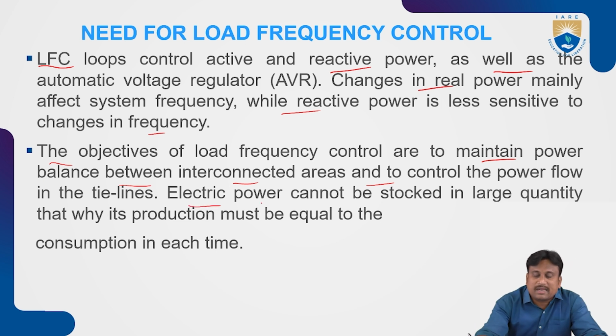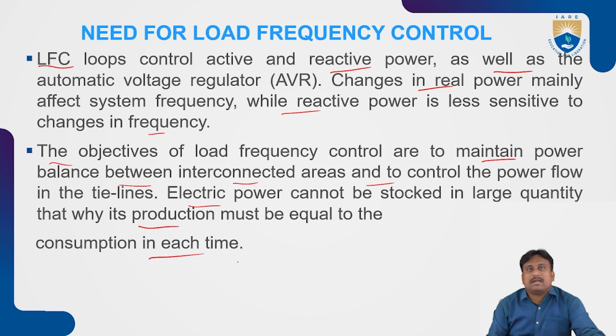Electric power cannot be stocked in large quantity. That is why production must be equal to the consumption at each time.